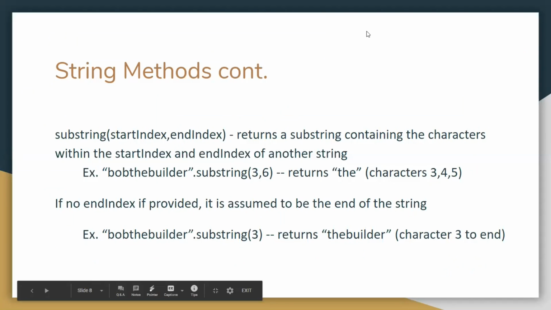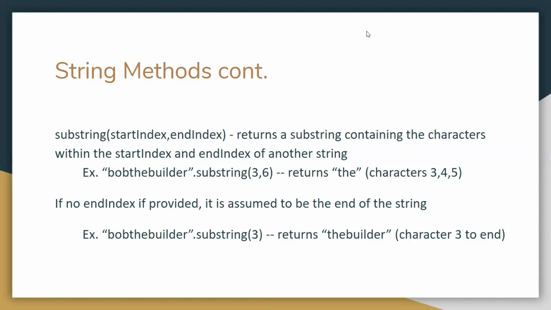Okay, so going off of the same format of assigning index values to the characters within the string, we define 2 more methods, which are substring with a start index and an end index, and substring with just a start index. Basically what substring does is return a substring containing the characters between the start index and the end index of another string.